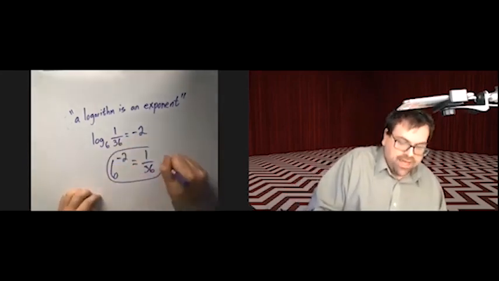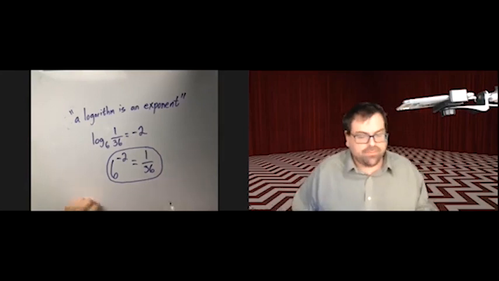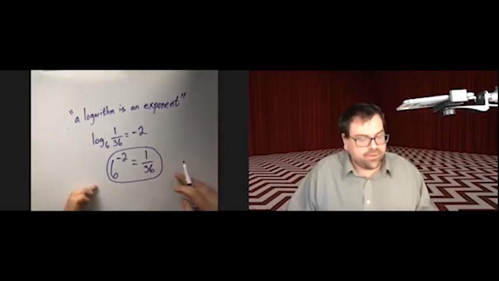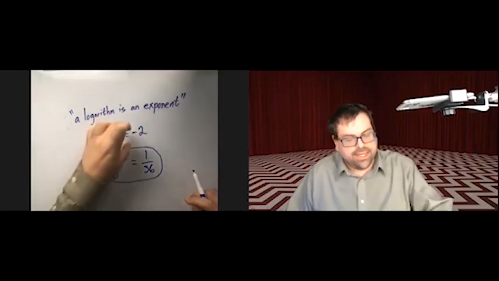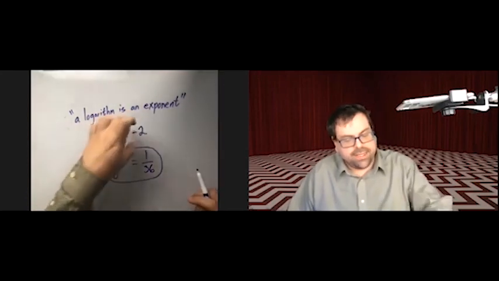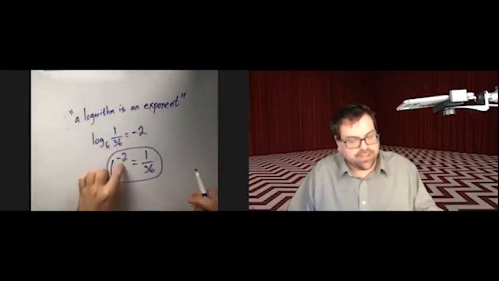We can use that fact that a log is an exponent to rewrite it in exponential form. Remember, the base is the little number by the log. And if the log is an exponent, this log is -2. The exponent is -2.